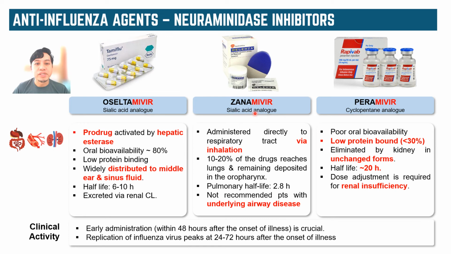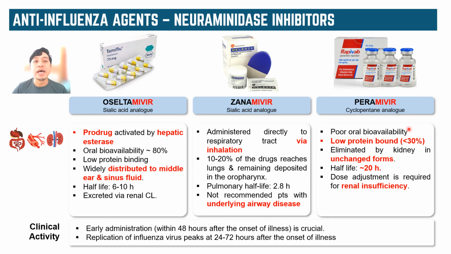Zanamivir is a salicylic acid analog and can be administered directly to the respiratory tract via inhalation, and 10 to 20% of the drug is able to reach the lungs, while the remainder is deposited in the oropharynx. The pulmonary half-life is about 2.8 hours. 5 to 15% of the drug is absorbed and excreted in the urine with minimal metabolism. However, this drug is not recommended for patients with underlying airway diseases such as asthma as well as COPD.